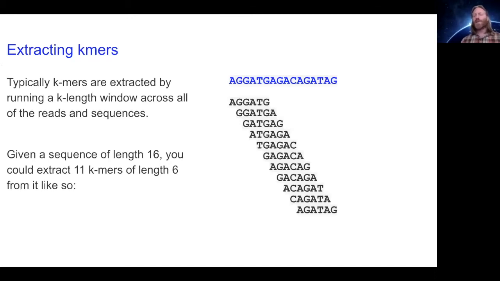Kmers are generally extracted by running a K-length window across all of the reads in your sequences. So for example, this read here, AGGATGAGACAGATAG, is 16 bases long, and it can be broken into 11 Kmers of length 6. So the first one, AGGATG, we shift 1 base, and the next one is GGATGA, and so on down the row.